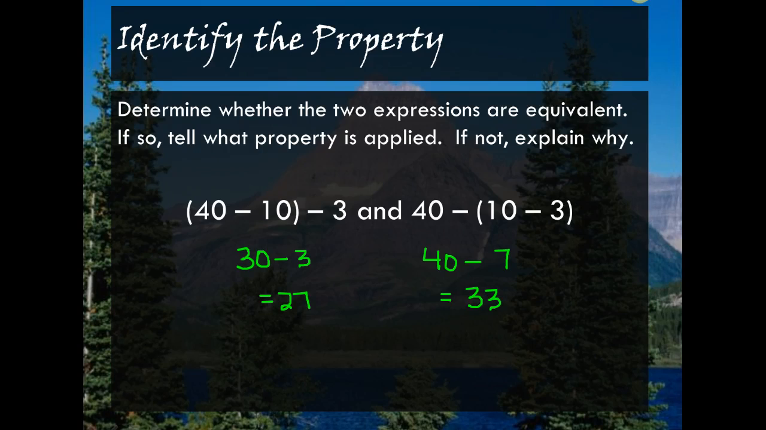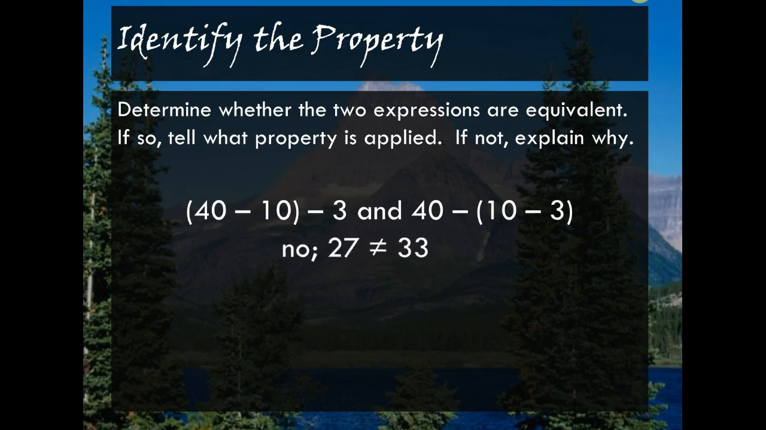We can see that they are not equal to each other. The associative property does not apply to subtraction. Our answer is no, and that is because 27 is not equal to 33.